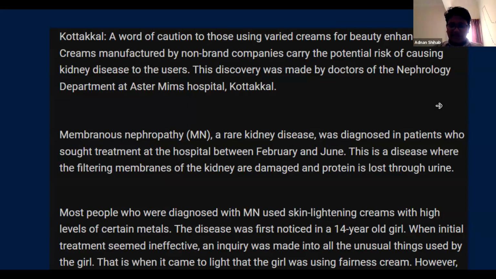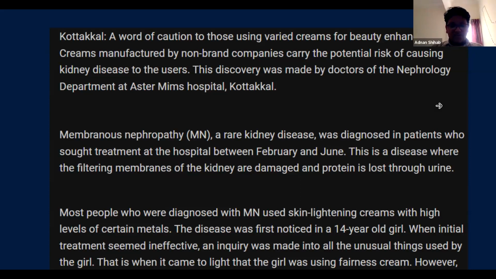Most people who are diagnosed with MN used skin lightening creams with high levels of certain metals. The skin lightening creams were actually made with certain metals. The disease was first noticed in a 14-year-old girl. When initial treatment seemed ineffective, an inquiry was made into all the unusual things used by the girl.